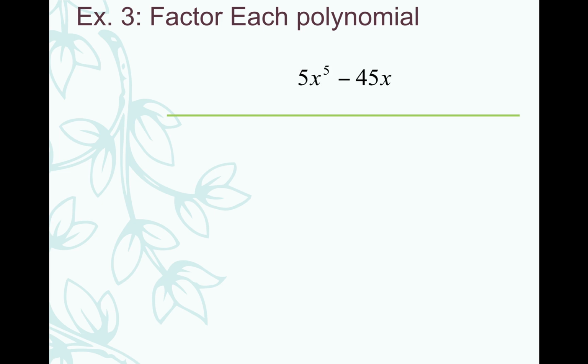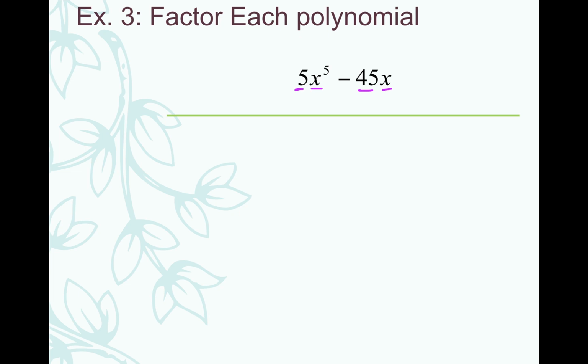Okay, let's try another one. So 5x to the 5th minus 45x. So first thing we're going to do, step 1, we're going to find the greatest common factor. So let's see, 5 and 45 are both divisible by 5. That's our greatest common factor.